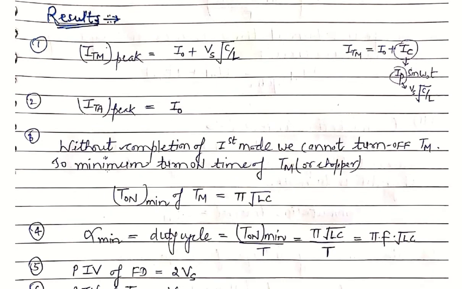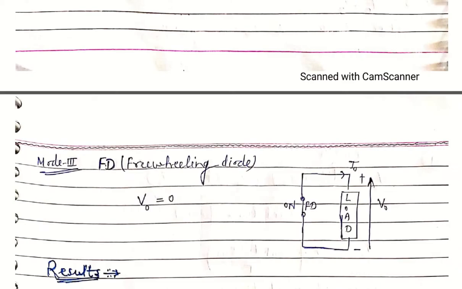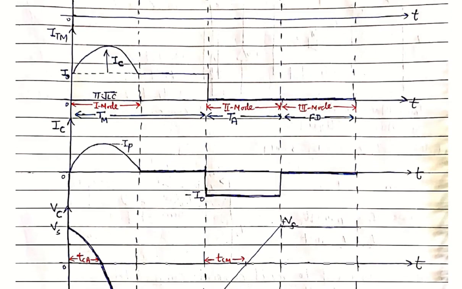See the third point. Without completion of the first mode, we cannot turn off the main thyristor. If we want to commutate this main thyristor, we will not turn it off up to the minimum turn on time of the main thyristor or chopper switch. So what is the minimum turn on time? In the waveform, see this amount at the first mode, up to this point.